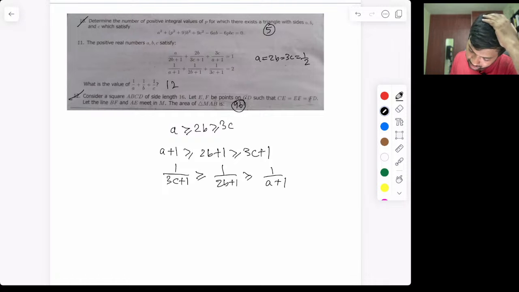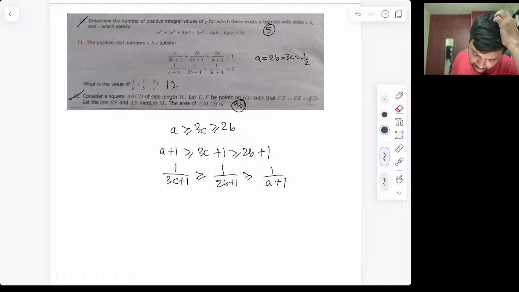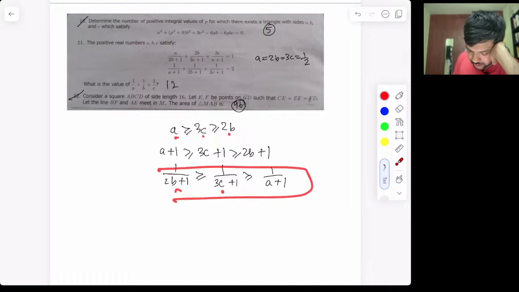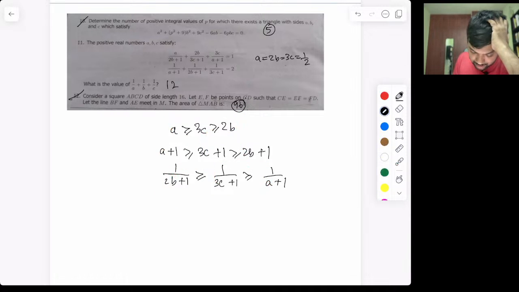A by 2b plus 1 is there. So 3c plus 1 should be in the middle. Okay, let's just change this to 3c to b. I'm just trying to see if I can bring it to that form. Now, rearrangement inequality says if you have two sequences of positive numbers which are decreasing like this one and this one, then if you pair the largest with the largest and multiply, that will be the largest possible value, right? So I'm just trying to see if I can get something out of it.